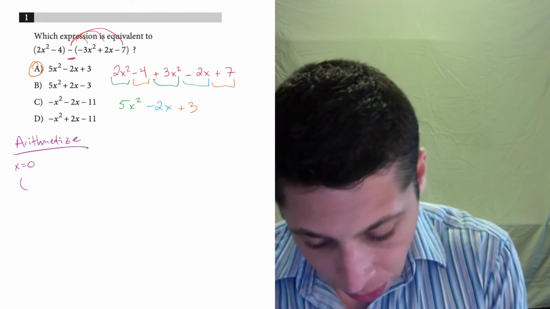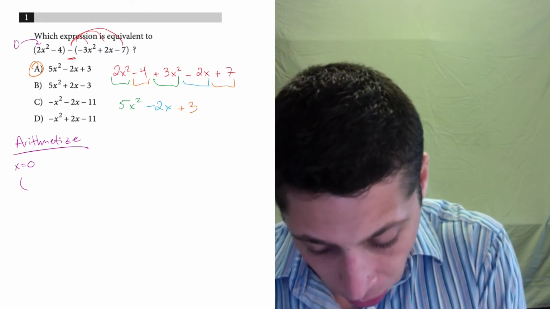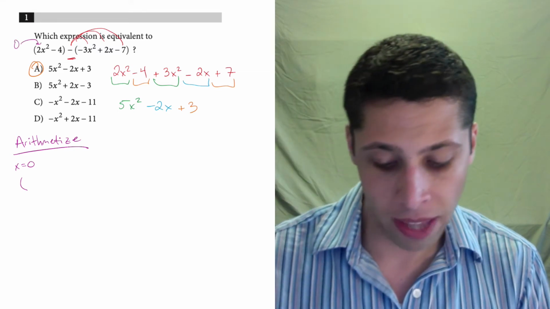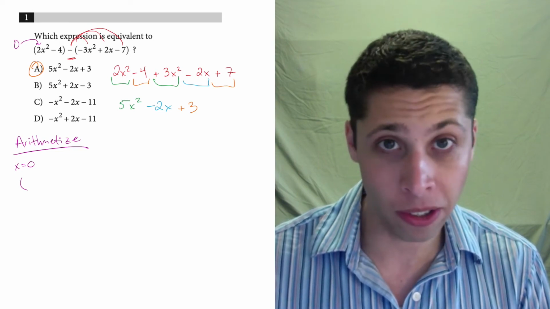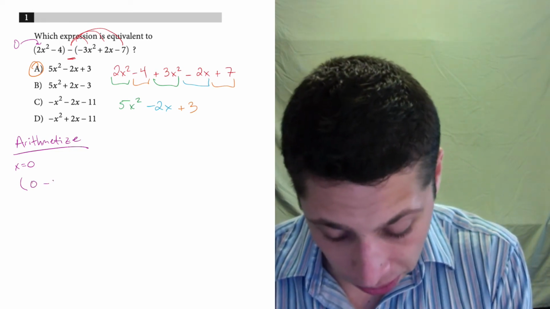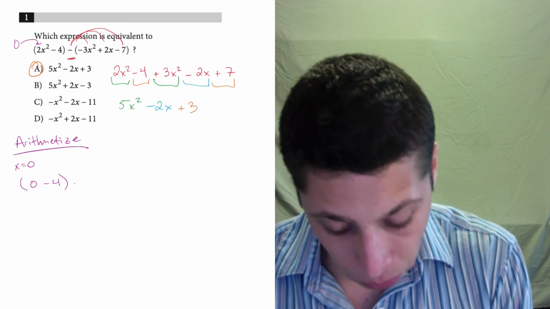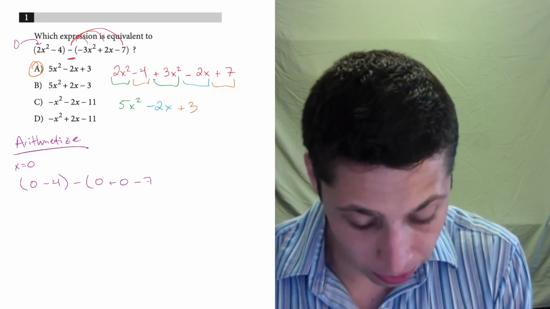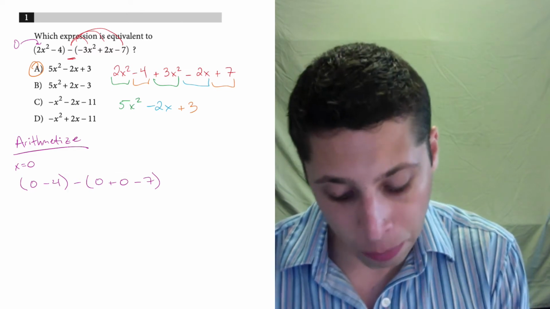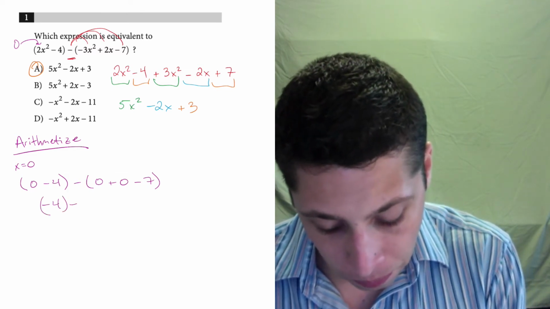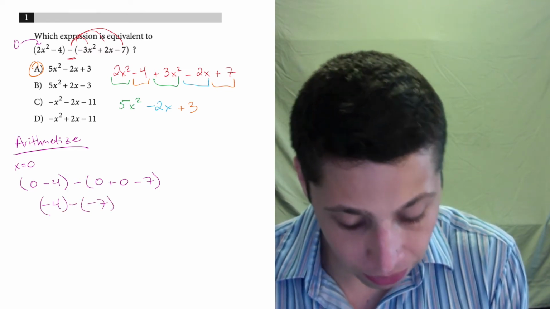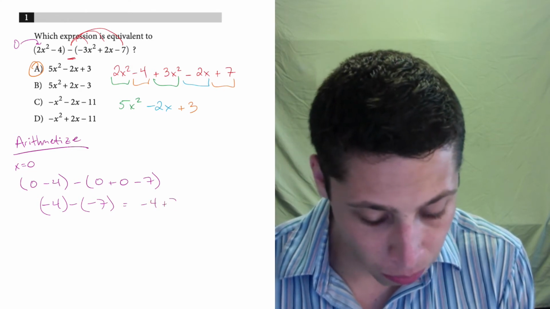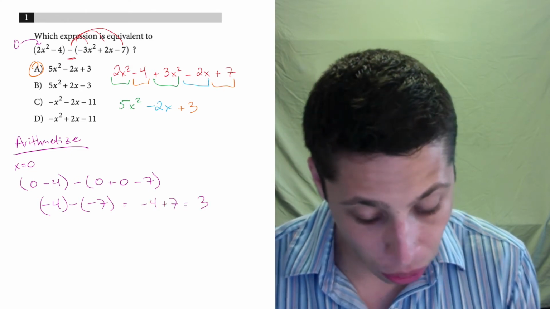So we would take 2x squared and put zeros in for all these x's. And that means that first term, 0 squared is 0, times 2, is just going to be 0. Minus 4. Minus, well, that's 0 plus 0 minus 7. We can clean that up really easily. Negative 4 minus negative 7. Well, that's negative 4 plus 7, which is 3.